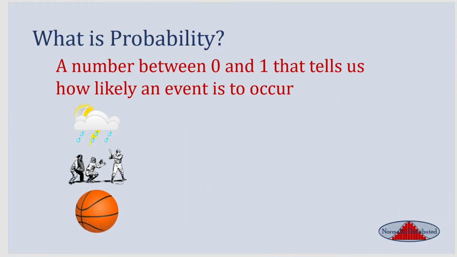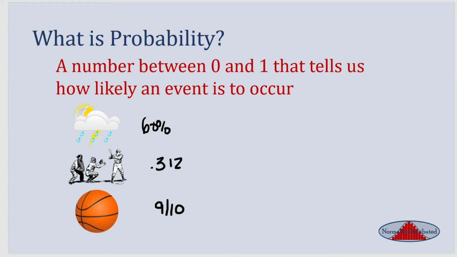So, what is probability? Probability is a number between 0 and 1 that tells us how likely an event is to occur. So, going back to the previous examples, we have a 60% chance of rain. Bryce Harper's batting average is .312, and Steph Curry on average hits 9 out of 10 free throws. These are all probabilities, and these are all things that you'll see in everyday life.